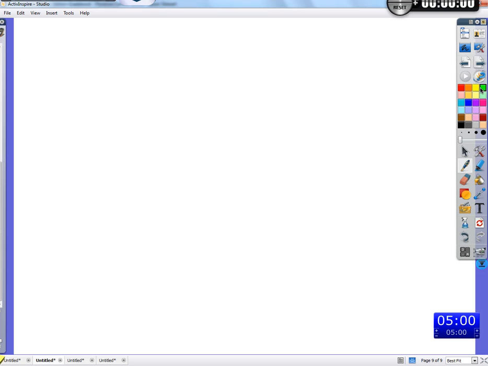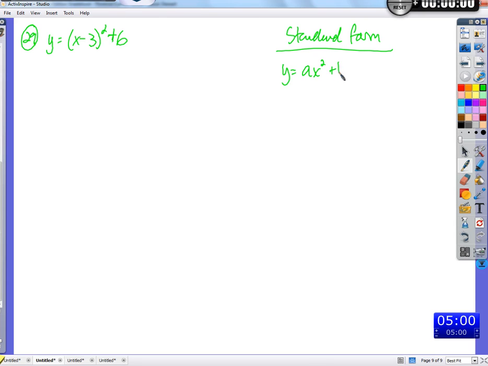Number 29 and 4.2 is going to go from vertex form into standard form. Vertex form looks like that. Standard form looks like this: just a number times x squared plus another number times x plus some other constant. And all we need to get from vertex form to standard form is to multiply the parentheses out and add the constant, and we'll be done with it.